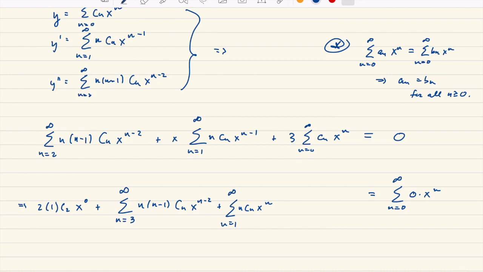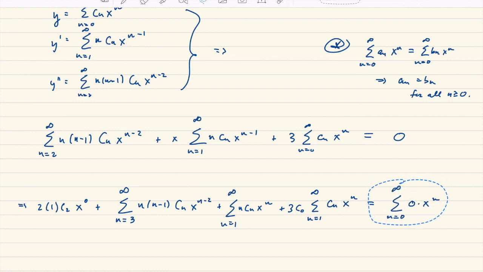Again, the sum is going to go from 1 to infinity. And for the last sum, we peeled off the constant term. That's when n is equal to 0. So that's 3c_0. And we're going to have the sum starting at 1, from 1 to infinity, c sub n x to the n. And so that's going to be equal to our sum over here on the right.